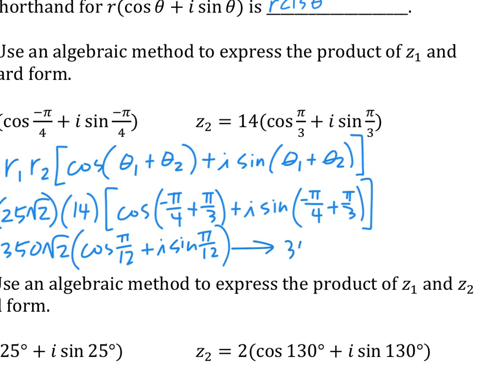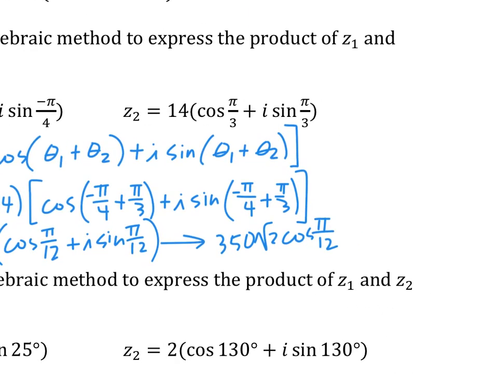So basically 350 root 2 cosine pi over 12, that's going to be the a part, and then plus 350 root 2 sine pi over 12, that's going to be the bi part. So you use your calculator, and if you multiply the whole thing out, that's going to give you the a plus bi form.